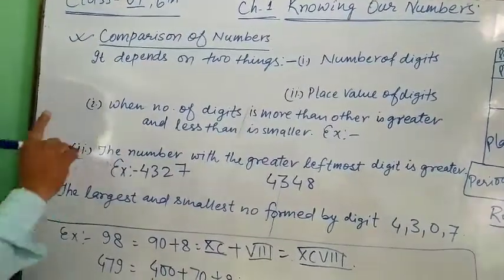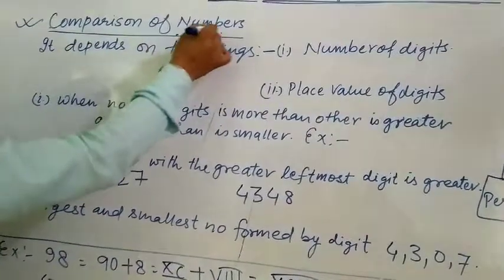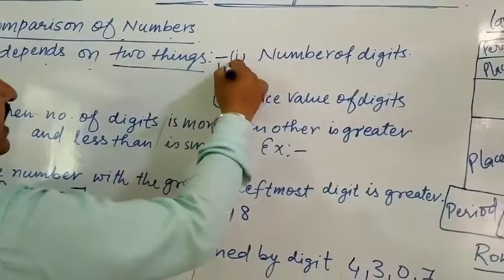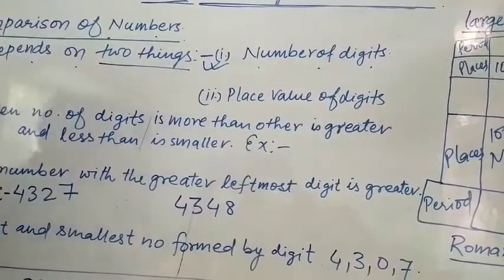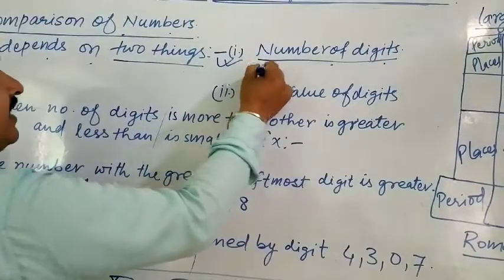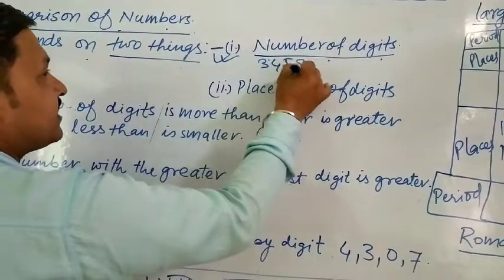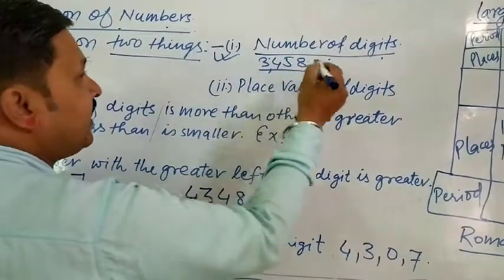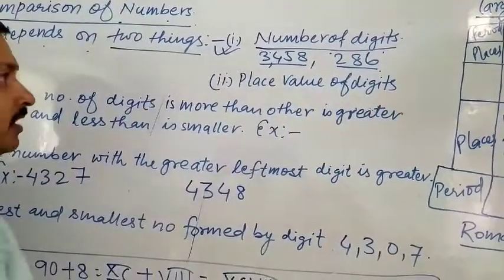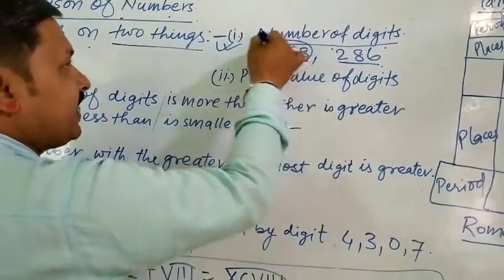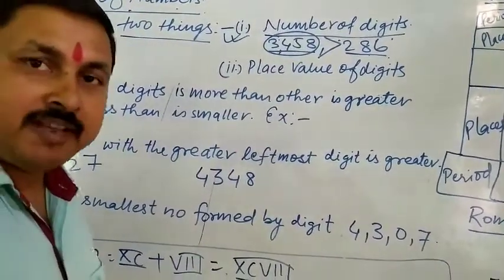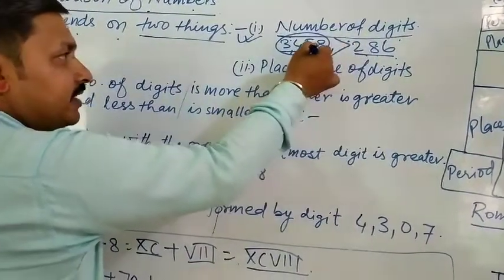Comparison of numbers depends on two things. The first thing is the number of digits. How many digits should be written? Like 3, 4, 5, 8, that is a 4-digit number, and 2, 8, 6, that is a 3-digit number. A 4-digit number is always greater than a 3-digit number.